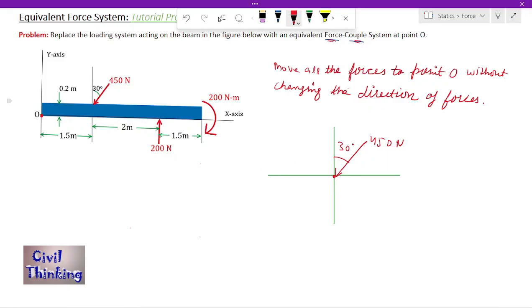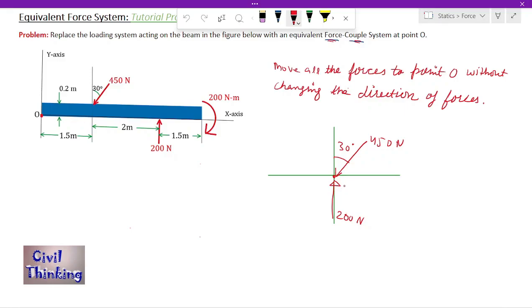Then we have 200 newton. I have to move this to point O. And it is upward, so it will be upward here too. Okay, so it is like this, 200 newton. Okay, now we have only these two forces. Now I have to add them. I have to find the resultant of these two forces.